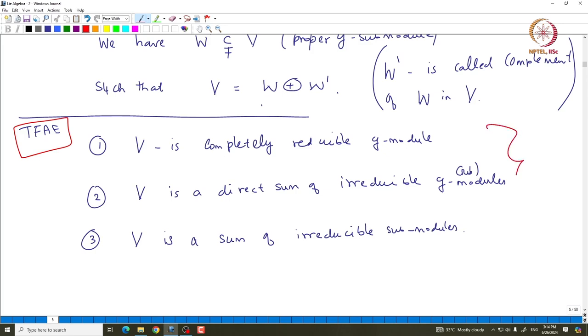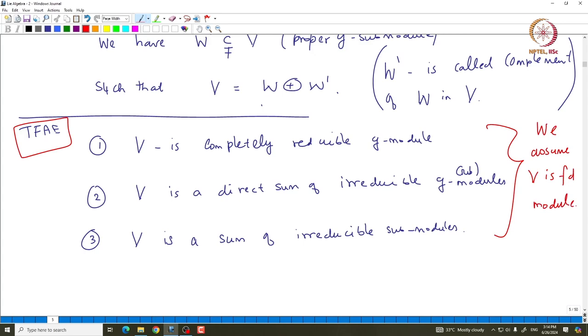Of course, we are assuming that all our modules are finite dimensional. One can make such statements for any module. Okay. So this is actually kind of some general nonsense, but anyway, we will do it for finite dimensional modules. Okay. We assume V is a finite dimensional module.